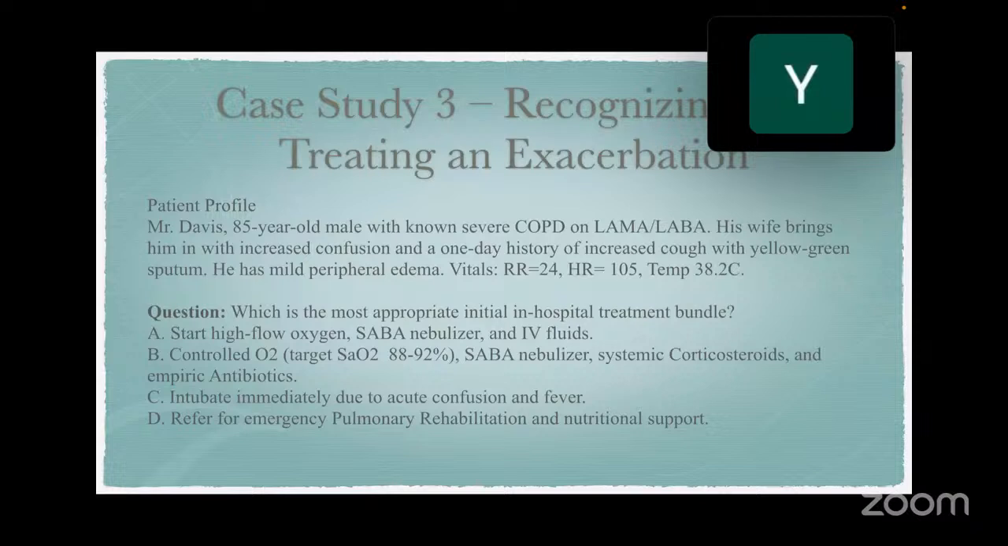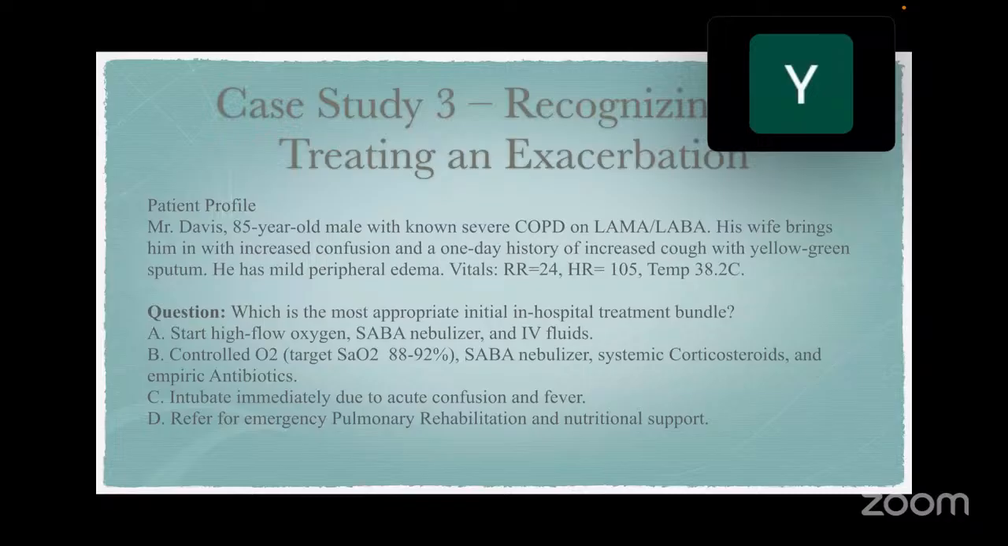We have the last question for today. We have Mr. Davis, an 85-year-old male with known severe COPD on LAMA and LABA. His wife brings him in with increased confusion and a one-day history of increased cough with yellow-green sputum. He has mild peripheral edema, and the vitals: respiratory rate is 24, heart rate is 105, and temperature is 38.2 degrees centigrade. Which is the most important initial in-hospital treatment bundle?